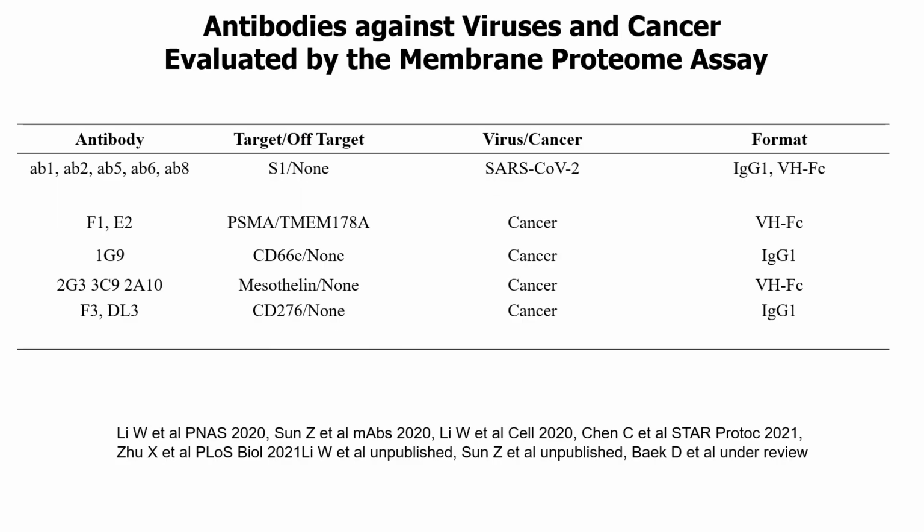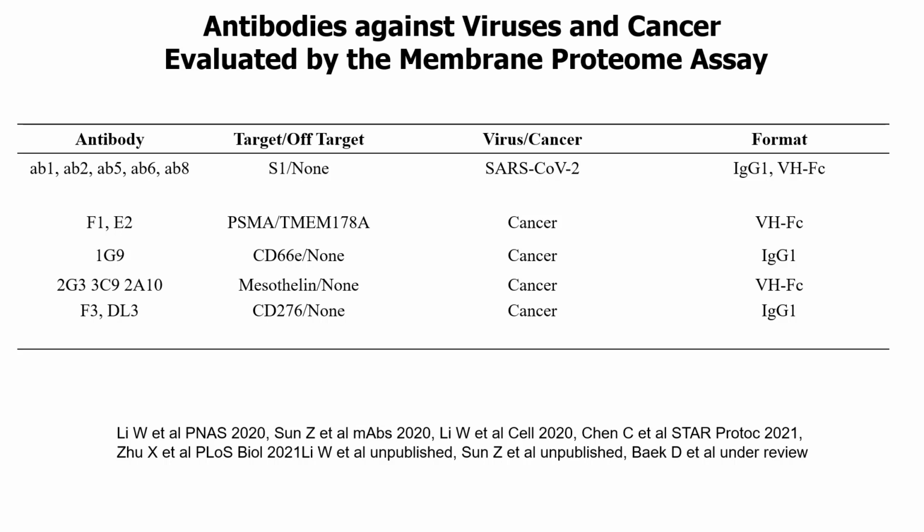We evaluated a number of antibodies against SARS-CoV-2 and also against various cancer-related proteins. As you can see here, all these 5 antibodies against SARS-CoV-2 were evaluated, and there was no off-target binding for all those antibodies, and they're also in 2 different formats, as IgG1 and also as a fusion protein with Fc, VHH or VH domains.